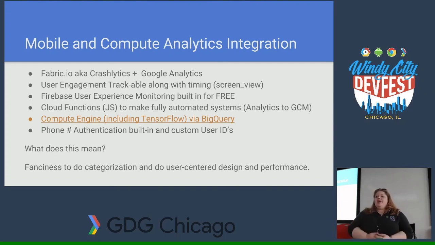So being able to track that user, how they're actually interacting with the application and moving through things does have a lot of value. So it's fanciness. It's all about the fanciness. Fanciness to do categorization and true user-centered design without actually having to know all that stuff. And also, when I show you how simple this is to integrate, you're going to go, oh my God, this is so dead simple. Because it totally is, and it should be. So you can start doing user-centered design and performance.